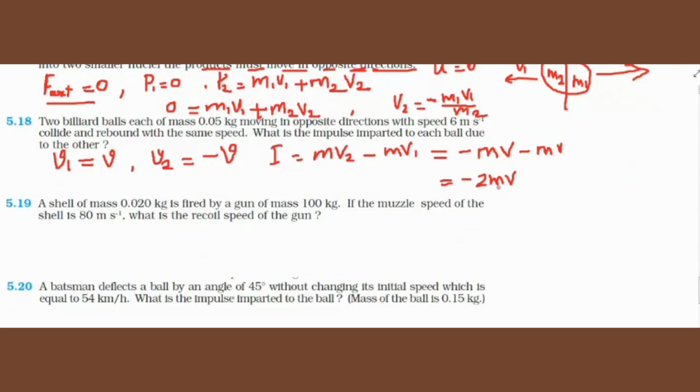Okay, so substituting the values, you will get the answer. If you cannot find this negative sign in the final answer given, you have to understand that they have written only the magnitude of the impulse, that is why maybe in the back of the textbook the negative sign is missing, because they have written only the magnitude of the impulse. Okay, so that is not a problem at all.